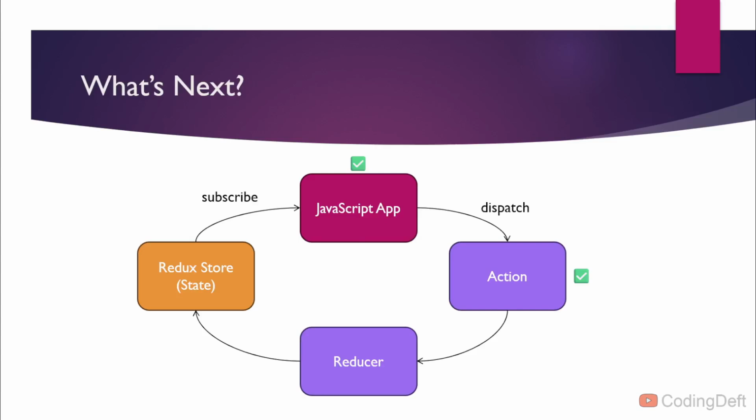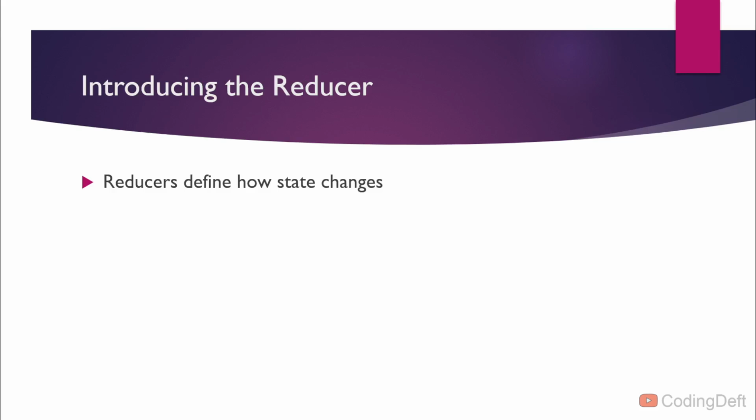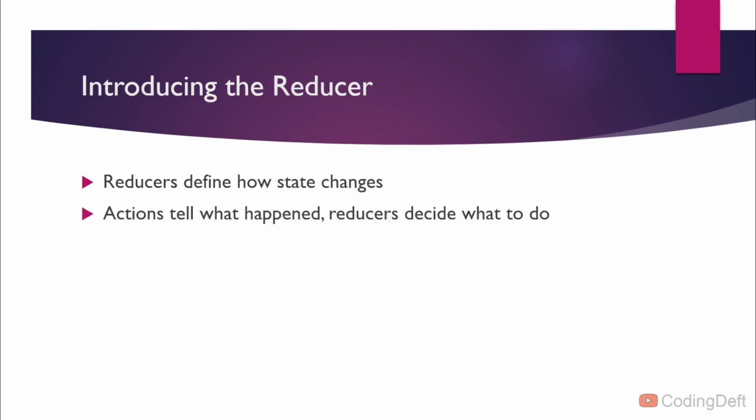So far we have built our JavaScript application and created the action. The next piece of the Redux puzzle is the reducer. Let us quickly recall its purpose. While actions simply describe what happened, reducers determine how the application state should change in response to those actions. They are the logic behind state transitions.